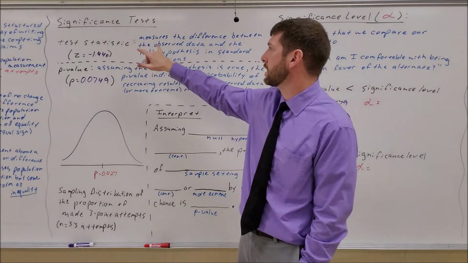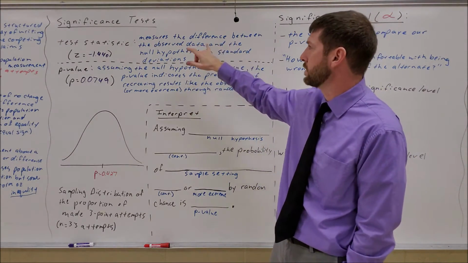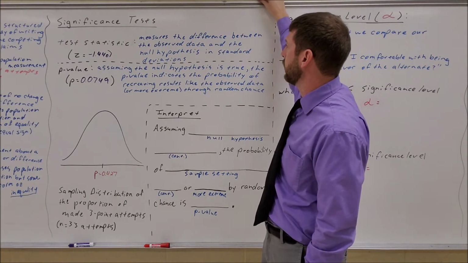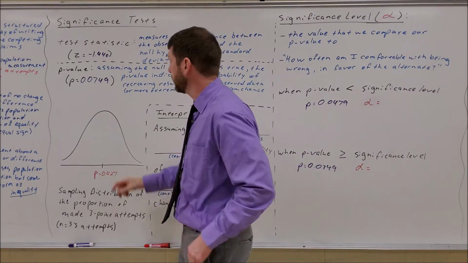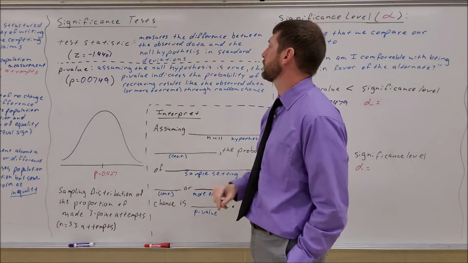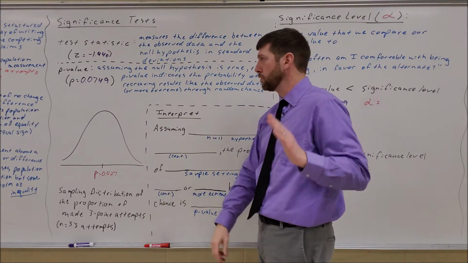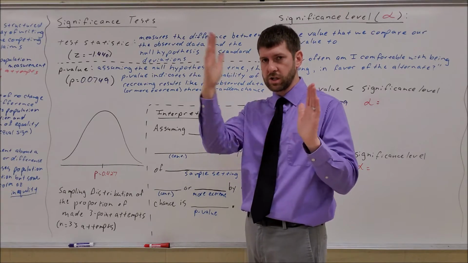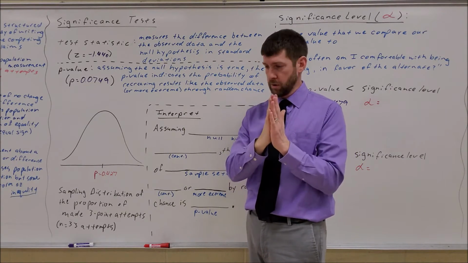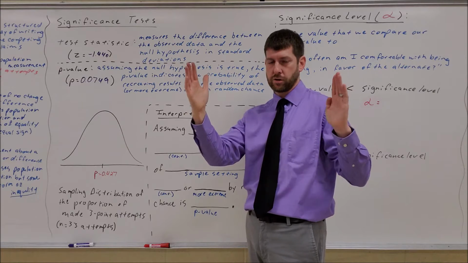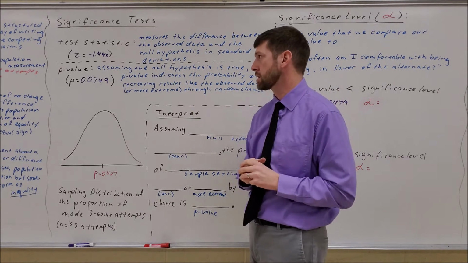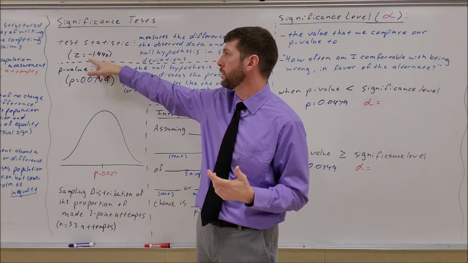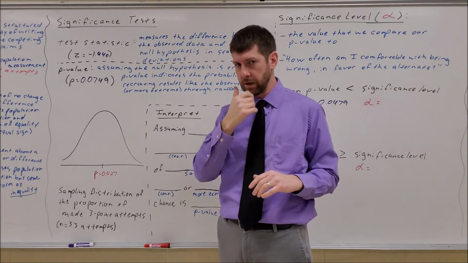So a test statistic, all it does is measure the difference between the observed data and the null hypothesis, measured in standard deviations. The difference between the observed data, so what we saw in our sample, versus the null hypothesis, what we're saying is happening in the population. So we really want to know how far these two measures are from each other, and we're just measuring that distance in standard deviations.